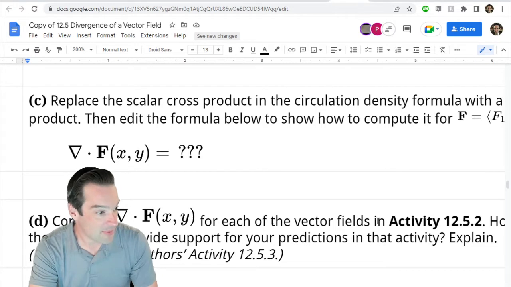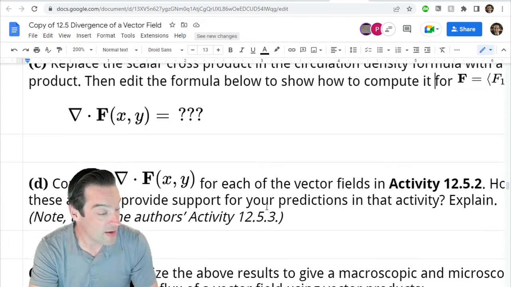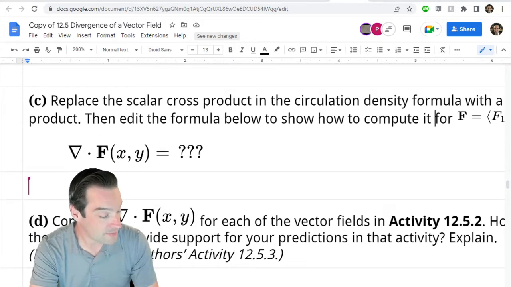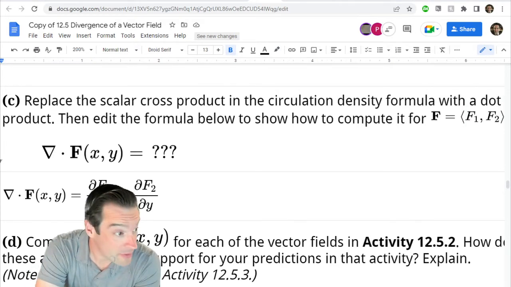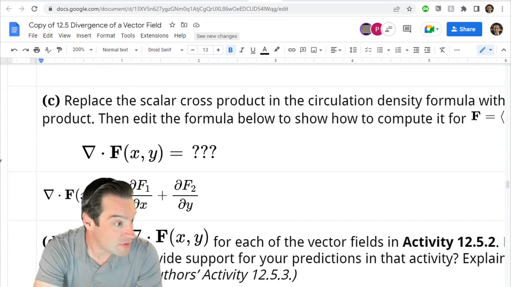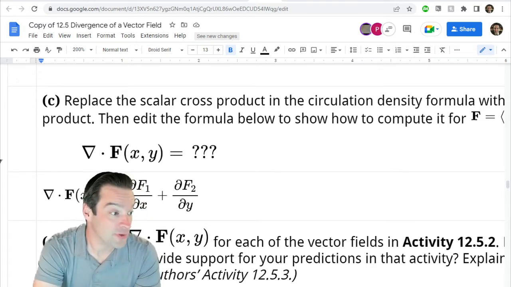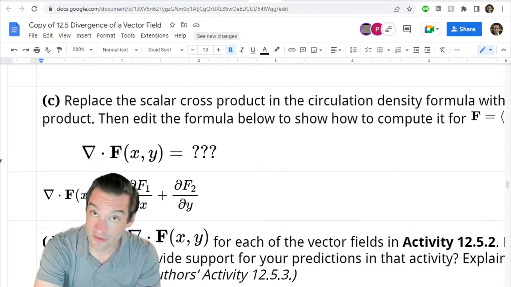And then in part D, I'm going to ask you to compute the density for each of the three vector fields that were part of the previous activity and see how those answers might provide support for the predictions that were made in that previous activity. So let's do parts C and D together. If it's true that the density is given by the dot product of the derivative operator with the vector field F, then it should be given by the x partial derivative of the first component added to the y partial derivative of the second component. And so this combination of derivatives is what's going to give us the flux density instead of the circulation density.